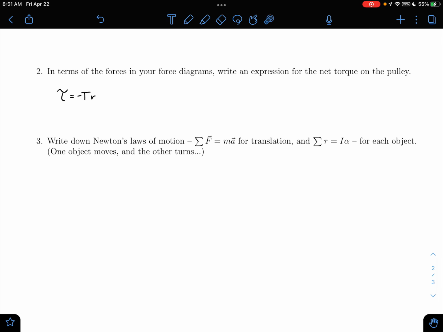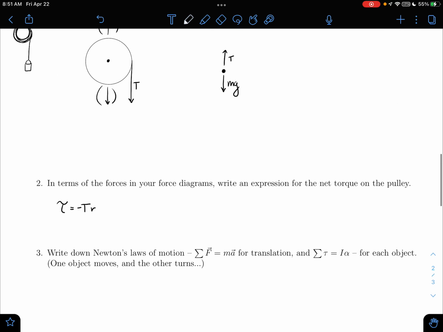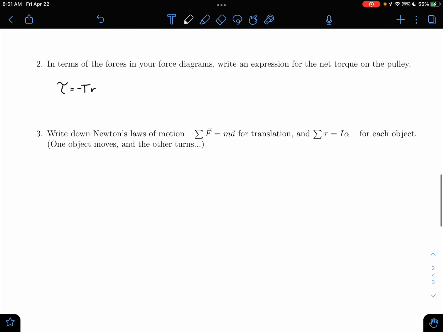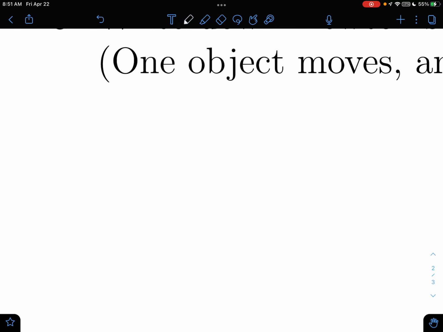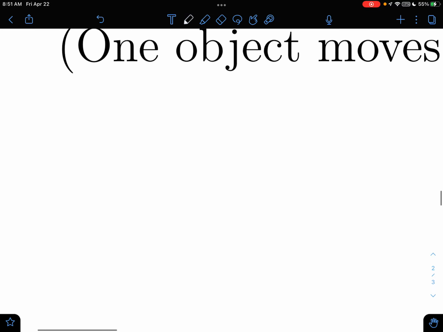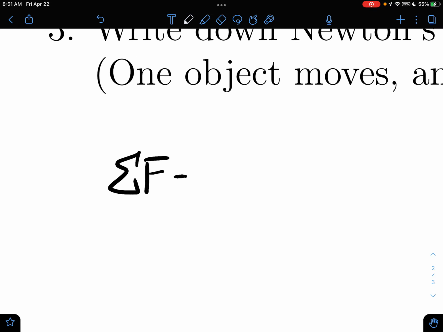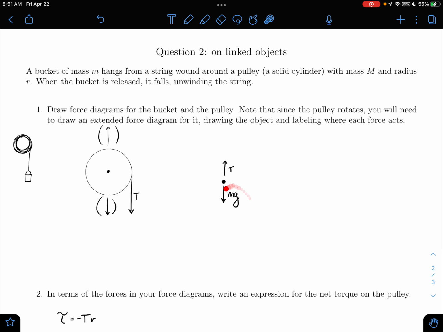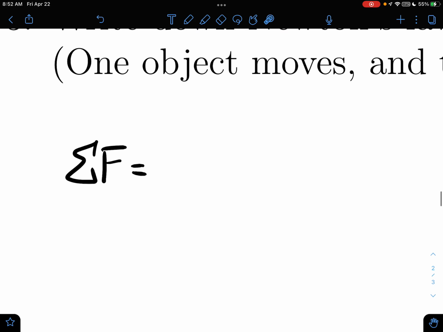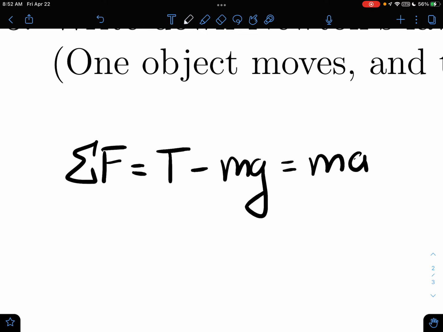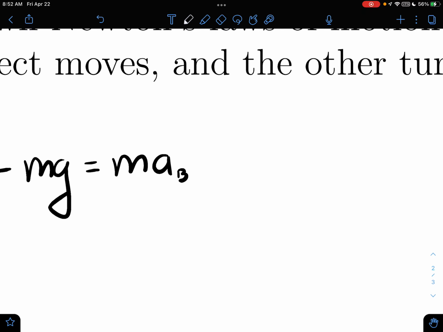Now we do Newton's second law for rotation, right? Sum of our forces equals ma, but instead sum of our taus equals I alpha. And then we do it for each object, right? So one moves, one turns. So I'm going to start with what moves just to start with what we're familiar with, right? So for our bucket we have the sum of our forces, which is tension acting positive, mg acting negative. That's just how I'm choosing to set my axes. Right? Tension minus mg equals ma, a of the bucket.